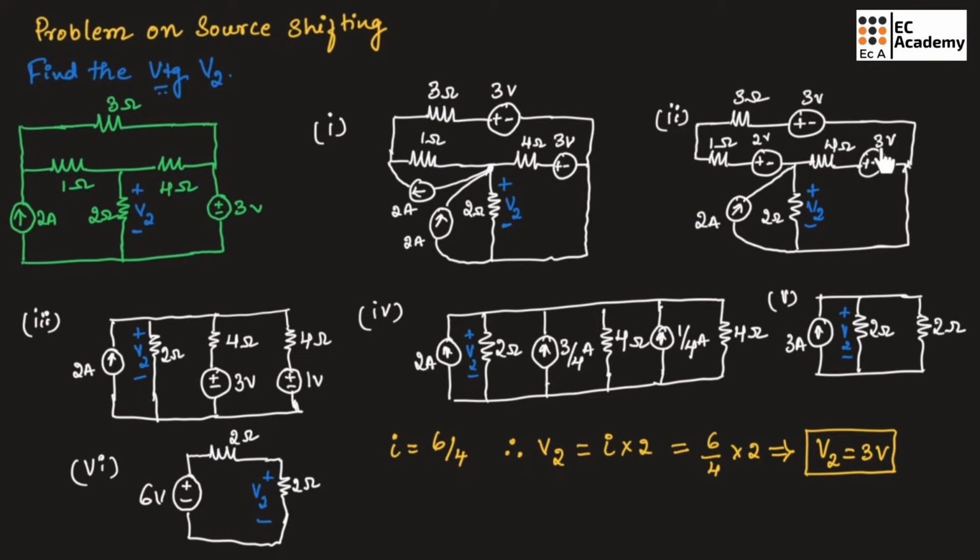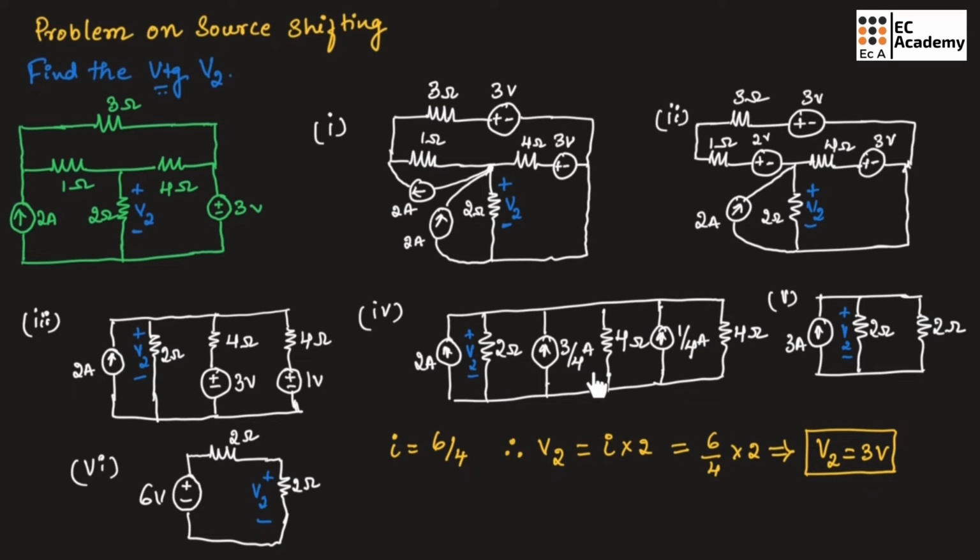Now this 4 ohm and 3 volts are connected in parallel to these 2 networks. And here in the second step, we are having 2 volts and 3 volts. So we need to subtract 3 volts minus 2 volts, which is 1 volt, and this 1 ohm and 3 ohm we need to add, we'll get 4 ohm. So we'll obtain this network in the third step.